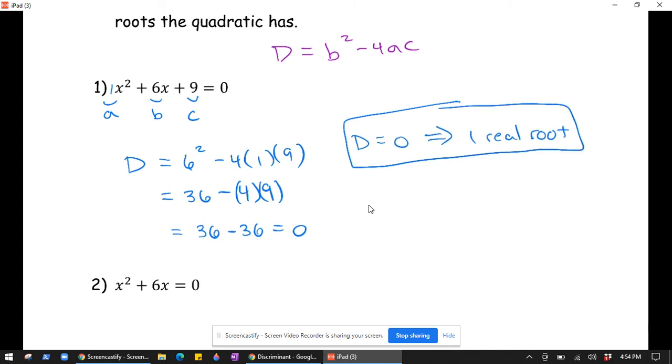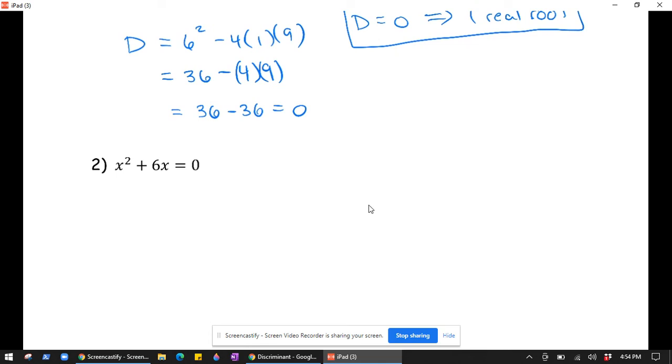Let's try one more. Again, we remember that our discriminant formula is b squared minus 4ac. In this case, I see that my a is 1, my b is 6. Now, again, there's no constant term. That just means that there's really a 0 there. So my c is 0.